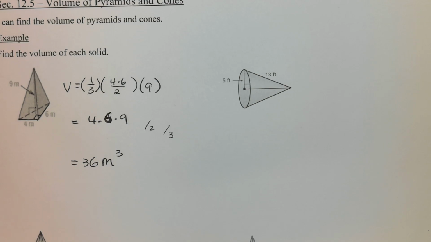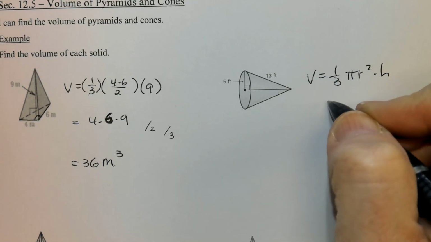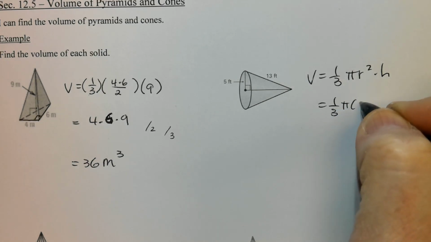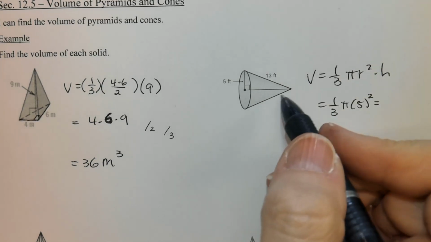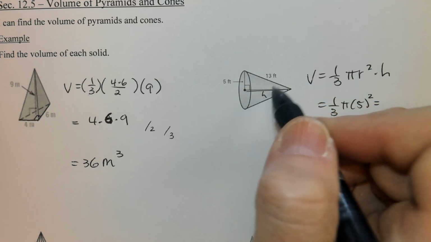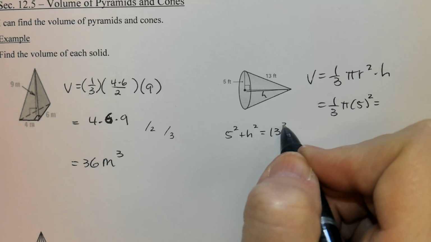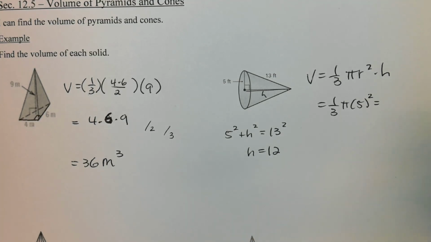Next up, we got a cone. The formula for a cone is 1/3 pi r squared h. A little more straightforward. R is 5, and this time we didn't get height, we get slant height, so we're going to do a little Pythagoras to figure out actual height. So we got 5 squared plus my height squared equals 13 squared. So you'll find out that your h is 12.